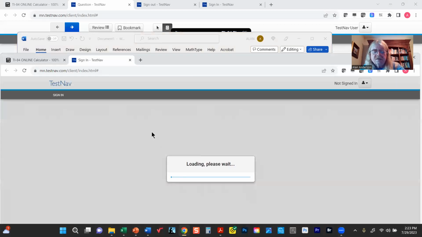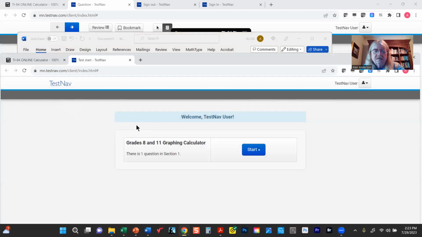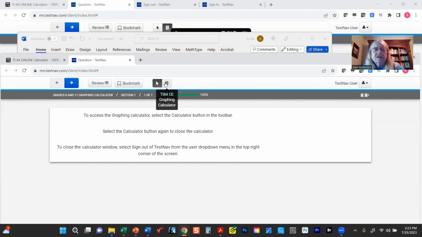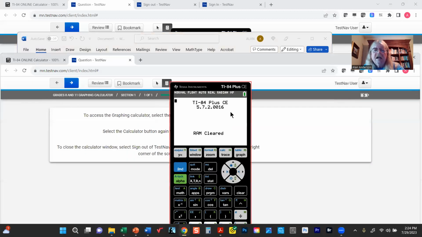And then it gets a little strange. Don't know why, but just hit start twice, and then this little tiny icon here is meant to represent the TI-84CE. So we click that on, and there it is.